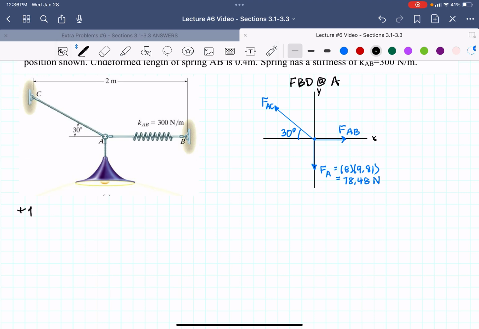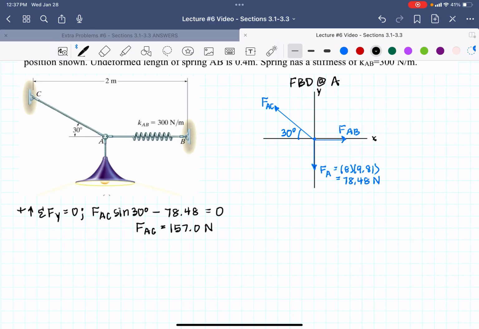So I'm going to say positive is up. Sum of the forces in the y direction equals 0. And in the y direction, I'm going to have FAC times the sine of 30. And then down, I've got that 78.48. All of that equals 0. So if I do my algebra, move the 78.48 to the other side, divide by the sine of 30, I get that FAC equals 157.0 newtons.